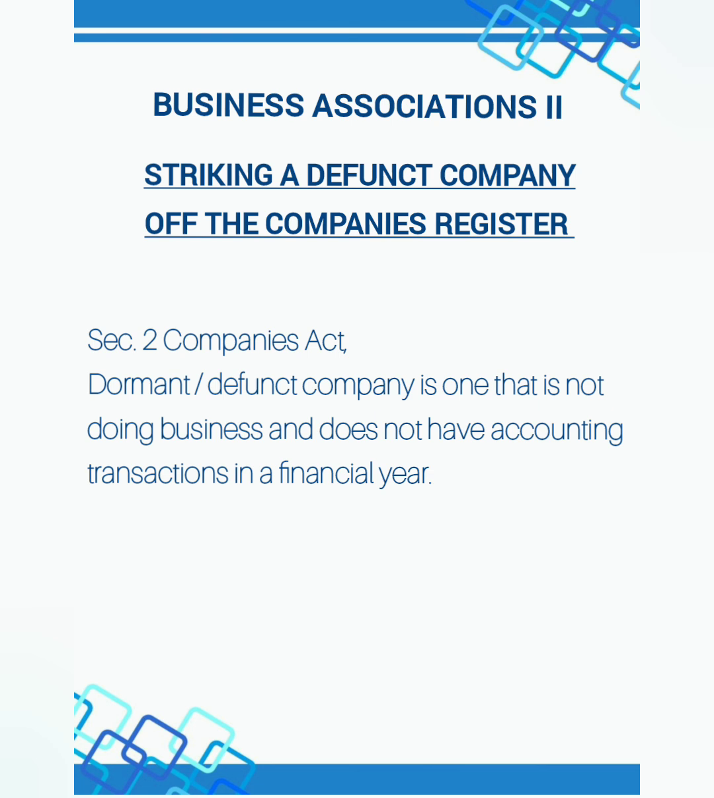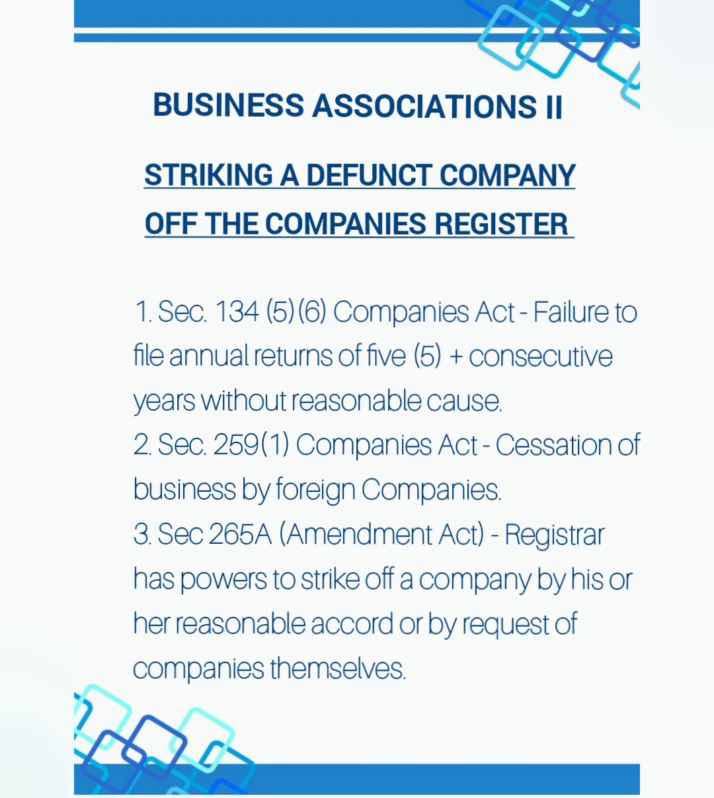Let's look at circumstances under which such companies can be struck off the company's register. So it should be noted that the registrar of companies has authority to strike off defunct companies from the register of companies. Are we together? So one of the circumstances under which the registrar can strike off a company is where it fails to file annual returns of 5 years and above, right? Where you fail to file annual returns of 5 years and above.